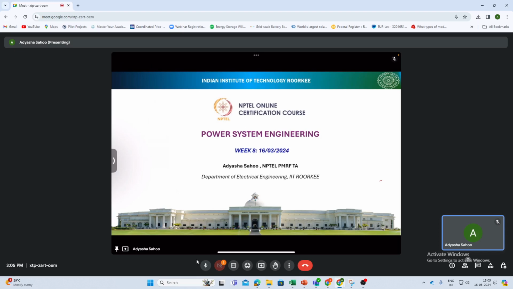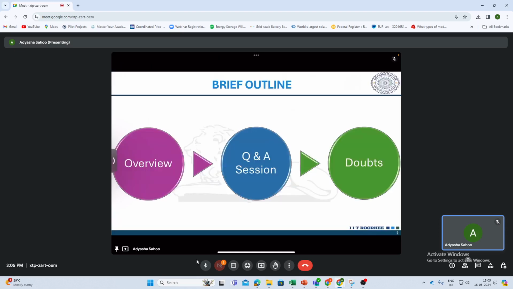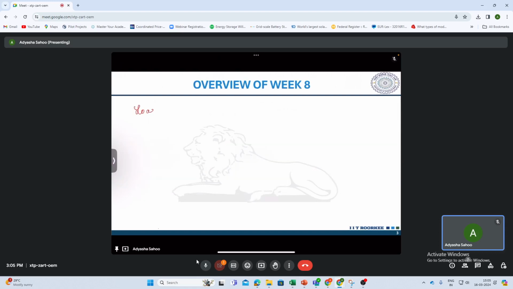So, good afternoon. We will start the discussion for week 8 of the NPTEL course Power System Engineering. In the previous week we studied two different methods for the load flow studies of the radial distribution system. If you remember briefly, we studied two algorithms for load flow of distribution systems. The first one was the backward forward sweep method.